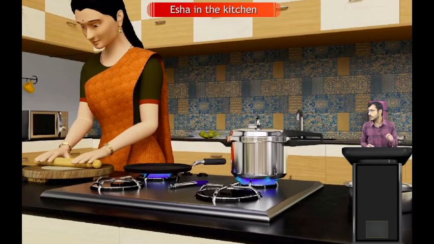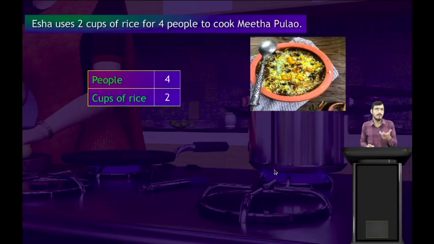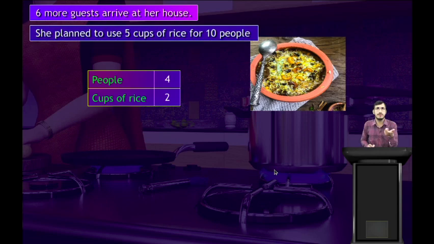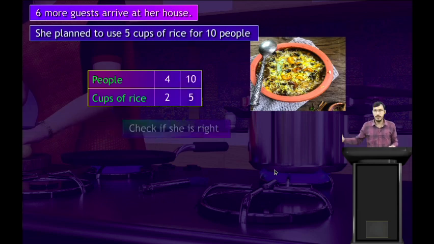So Isa uses 2 cups of rice for 4 people to cook meetha pulao. Here you can see the number of people, that is 4, and cups of rice, that is 2. Now 6 more guests arrive at her house, so she planned to use 5 cups of rice for 10 people. So here the number of people is 10 and cups of rice is 5.